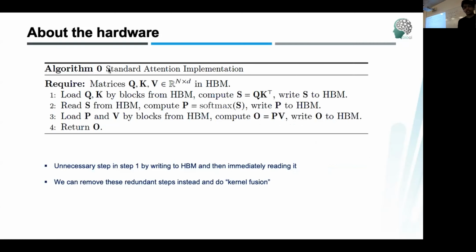what was done? This is the general algorithm used for calculating self-attention. As you can see in step 1, we compute the value, which is S over here, Q times K, and we write it to the high bandwidth memory. And just after that, we read it again from there. So that's a wasted step. There are multiple wasted steps in the basic implementation of self-attention.